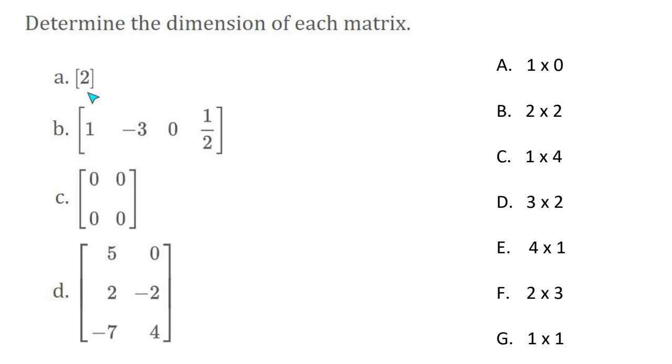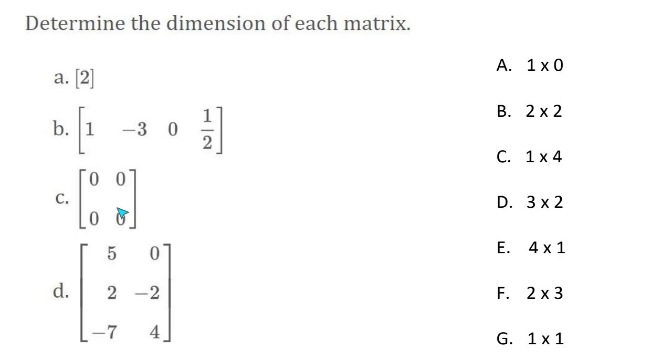So this first one, how many rows does it have? It has 1. How many columns does it have? It has 1. So if you guessed the letter G, then that was the correct answer. The second one, you have one row, but then you have 1, 2, 3, 4 columns. So if you guessed C, then that was the correct answer. And then the last one has 2 rows and 2 columns. So that's going to be a 2 by 2, which would be letter B.